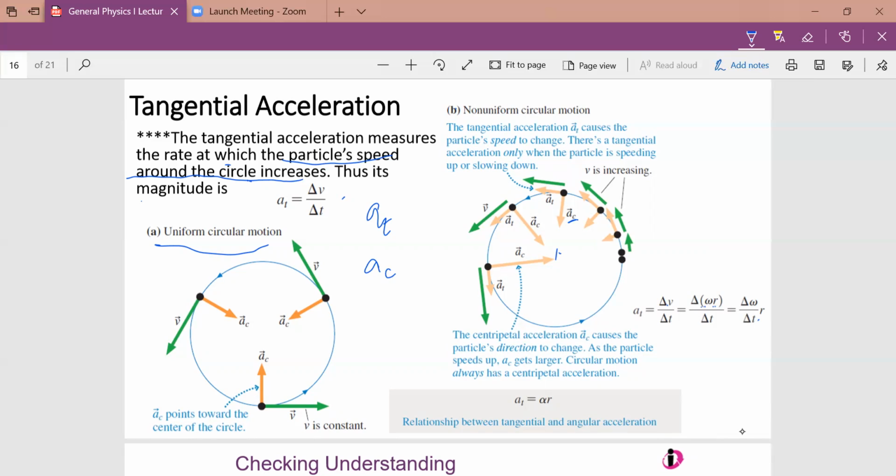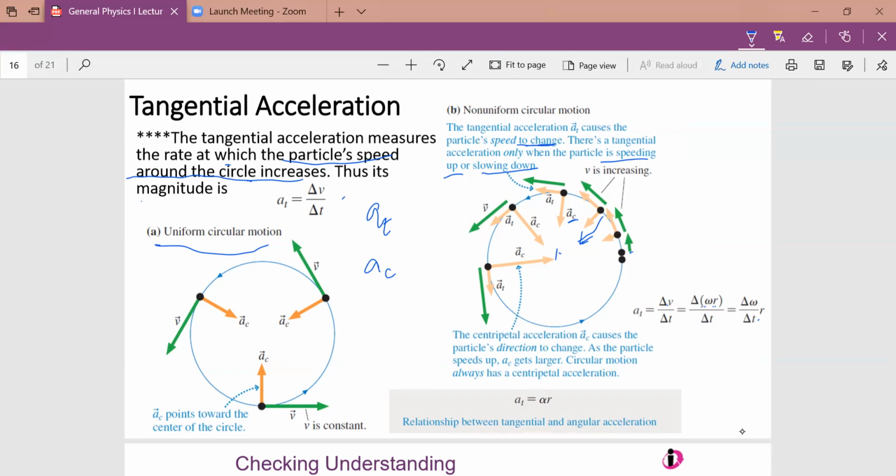So tangential acceleration, a_T, is also a vector, and it causes the particle's speed to change. Okay, so there is a tangential acceleration only when the particle is speeding up or slowing down. Okay, so we see the particle speeding up, we see the velocity vector, and we see this one as the acceleration. We call it tangential because it is always in the tangential direction, perpendicular to the acceleration that is pointing towards the center of the circle, which is the centripetal acceleration.